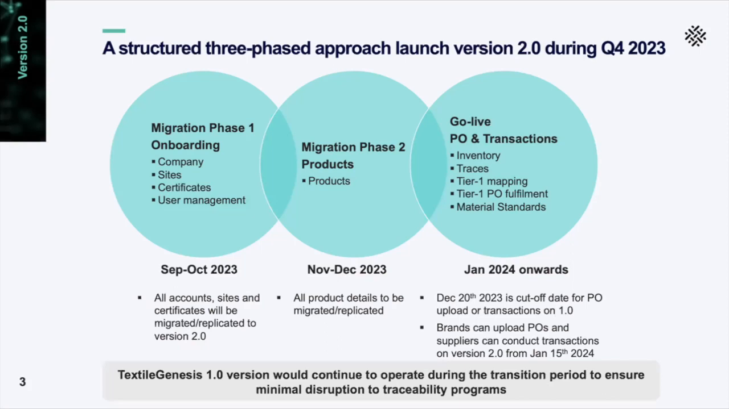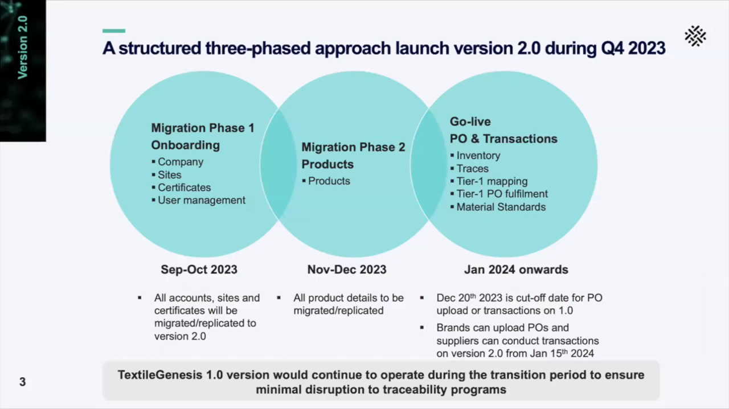And as we had mentioned last time, in order to make the transition smooth, we are going to have version 1.0, the current version, to be completely operational till end of December 2023, so that there is no disruption to your existing programs. After December 20th, 2023, there would be a short break of a few weeks when we would be migrating all the inventory and the PO data from version 1 to version 2.0. And on Jan 15th, 2024 onwards, you would be able to use version 2.0 for fulfilling transactions directly onto the new system.